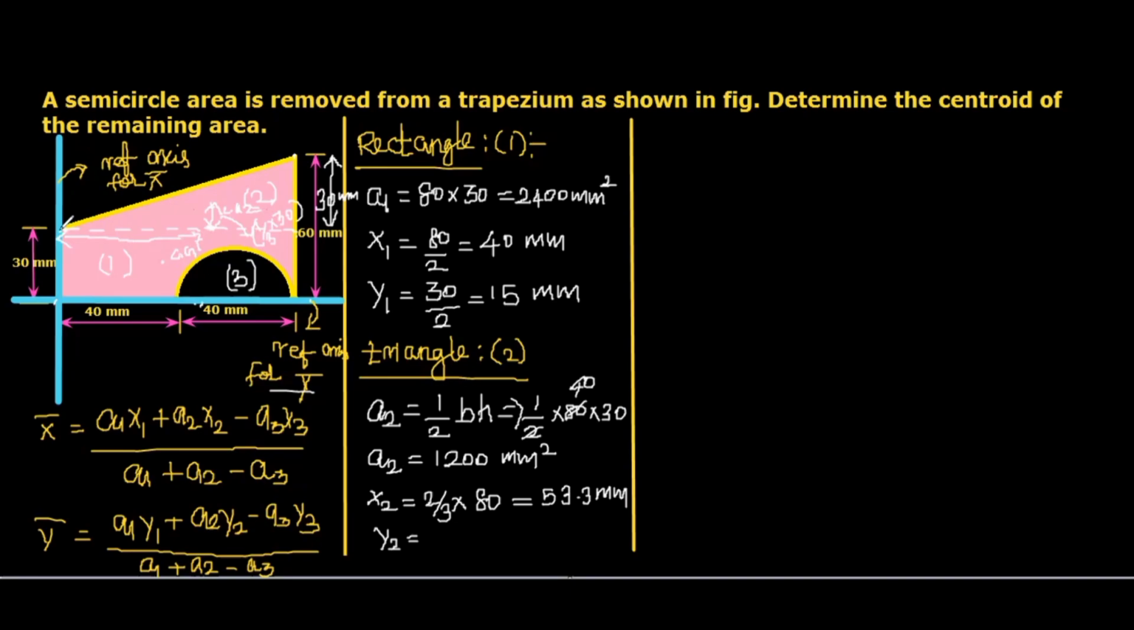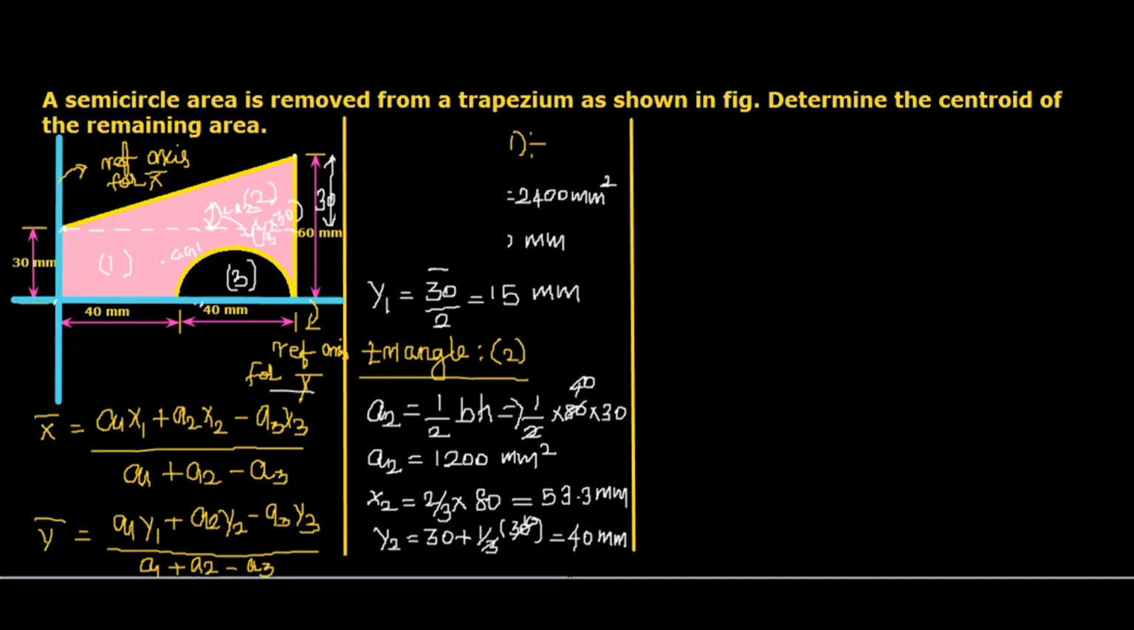Here it is the smaller end. From the smaller end, it will be 2 by 3 of the distance. That's why we had taken previously 2 by 3 into 80. But in vertical, this is the larger end. So 1 by 3 into 30. This we discussed elaborately in the overview of center of gravity video. Watch that video. So for y2, from here to here 30 plus 1 by 3 of the distance from the larger end. We know that this will be 10. So 30 plus 10, we will get 40 mm.